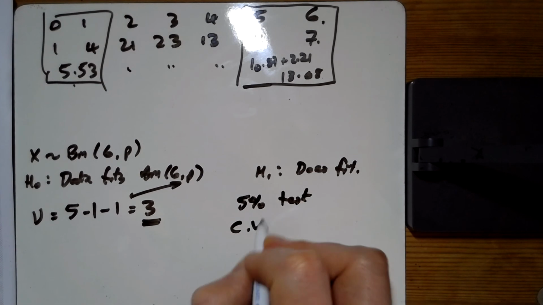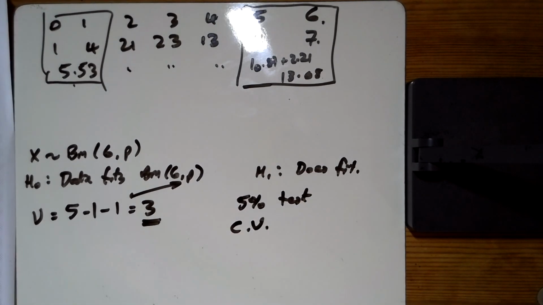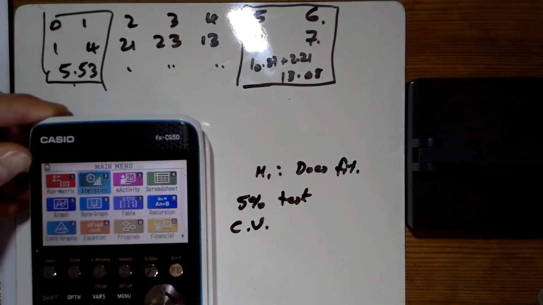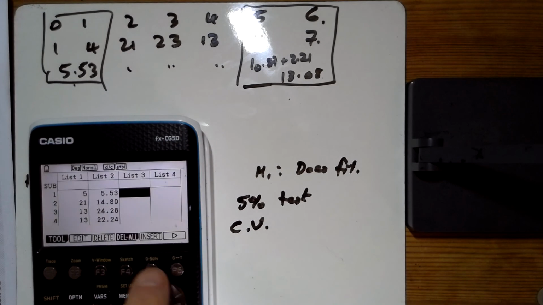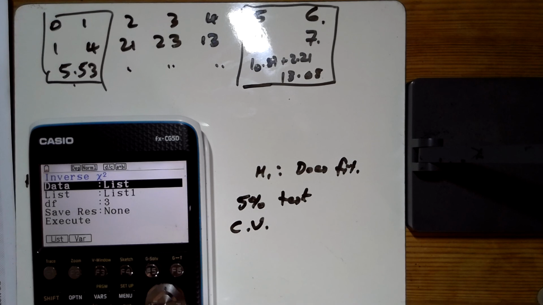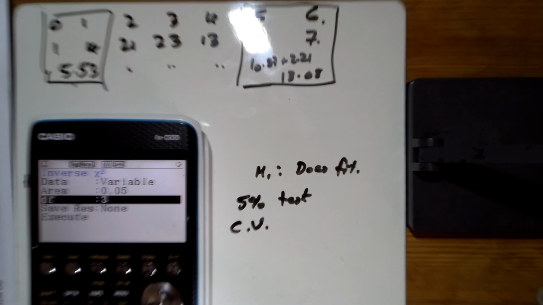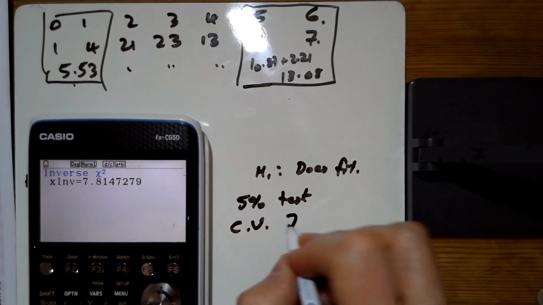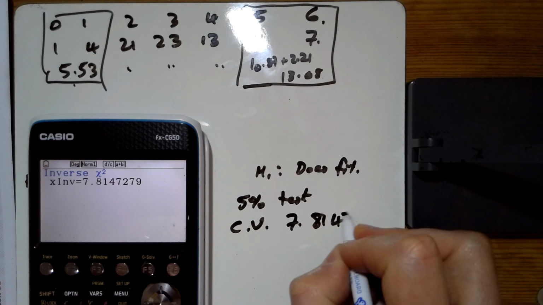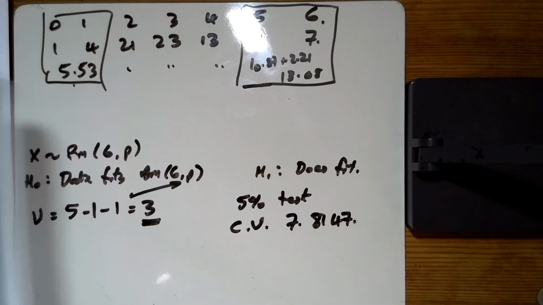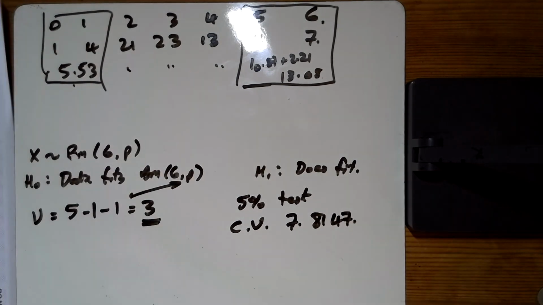So the critical value for a 5% test, let's remind you how to do that on the calculator then. So statistics, distributions, chi-squared, inverse chi-squared, and then we just want 5% test, 3 degrees of freedom, and our critical value is 7.8147, 7.815.